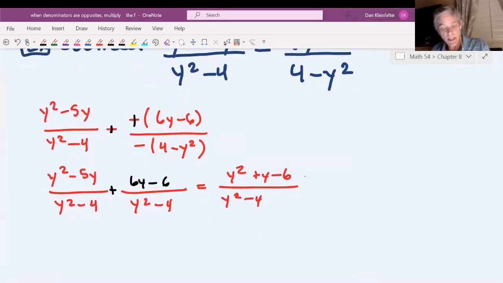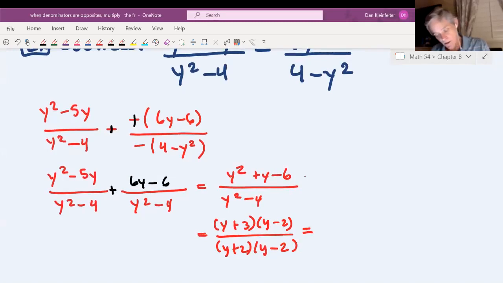All right, and then I should check and see if there's some simplification that can happen. So we're going to factor that numerator, and that looks like y plus 3, y minus 2. Down below, we'll have y plus 2, y minus 2. Okay, so here those two y minus 2's will divide out, and that will leave us with y plus 3 over y plus 2. So that's pretty great.